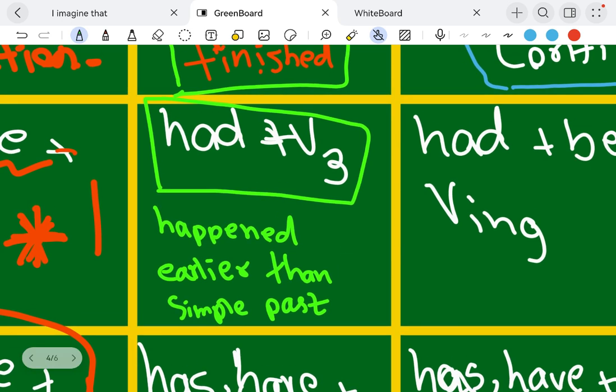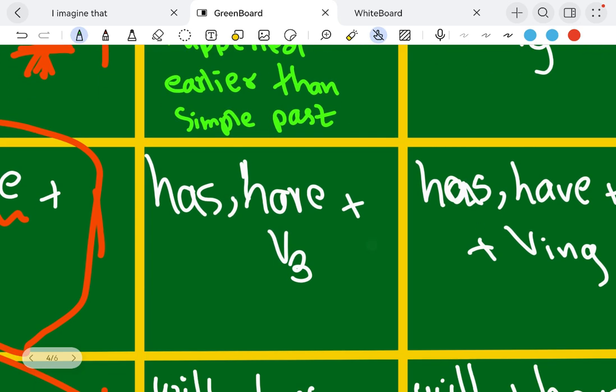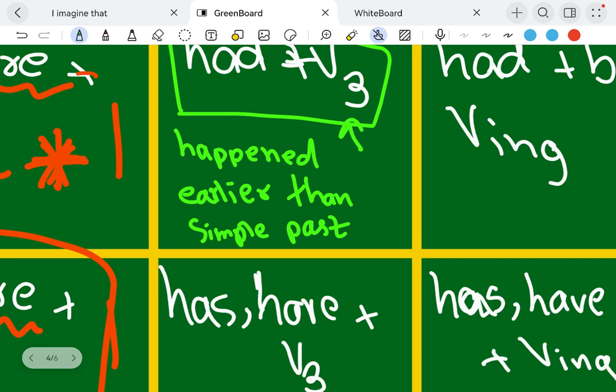So when we use the past perfect in a sentence, we're going to use it like this. For example, I had studied all of my lesson before I played outside. So we use past perfect for an action that happened earlier than simple past. Next I will show you an example sentence, and you will be able to understand better later.